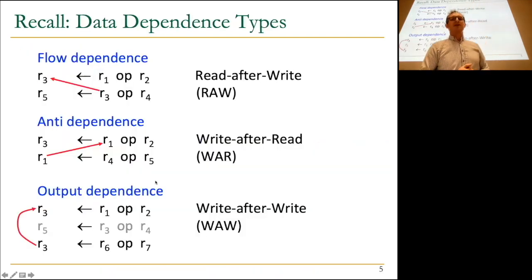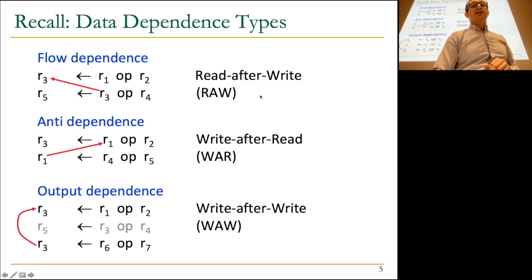So this is what we've covered. We basically said that register renaming eliminates the write after read and write after write dependencies, which are not real.